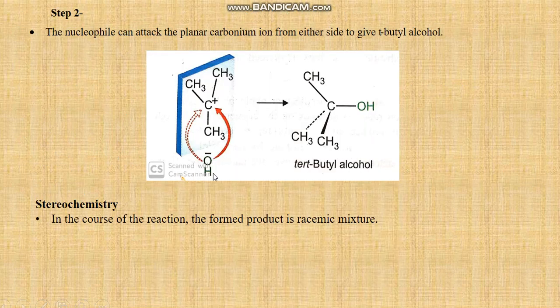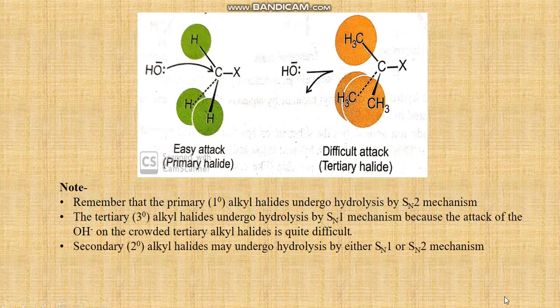Step 2 involves the attack of a nucleophile on the formed carbonium ion. Now, in this reaction, the hydroxide ion has two possibilities to approach the carbonium ion, either from the right hand side or from the left hand side. As a result, the tertiary butyl alcohol formed is a racemic mixture, meaning 50% of the D form is formed and 50% of the L form is formed.